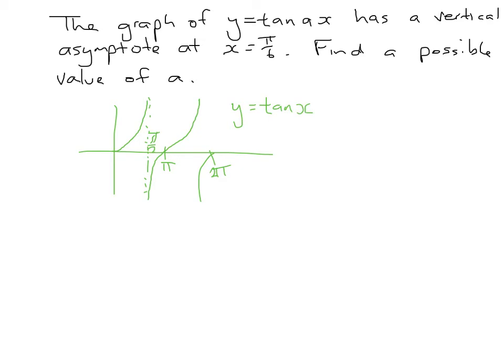Now we have tan of ax, so we have a different period that we're dealing with here. Normally our asymptote would happen at pi on 2, but for this question we're looking at pi on 6. So this is actually 1/3 of our pi on 2 value. If we were to get our pi on 2 and divide that by 3, that would bring us to pi on 6.